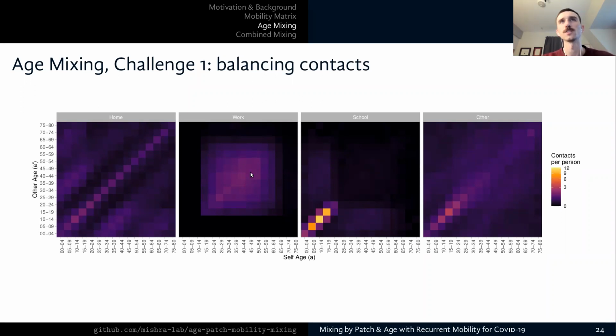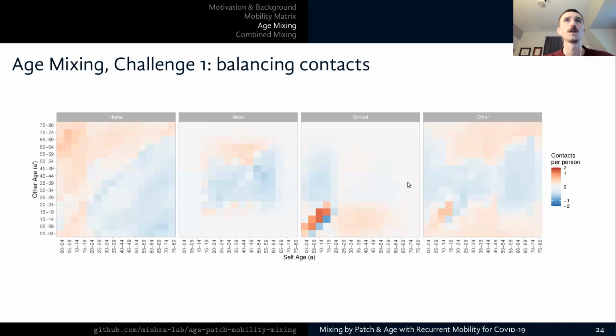For work, you can't tell much difference. The school matrix is now more symmetric than it was before, and same with others. So this is the first step of using these contact matrices: ensuring they will balance. And then this is the difference image. We can come back to that later if people are interested.